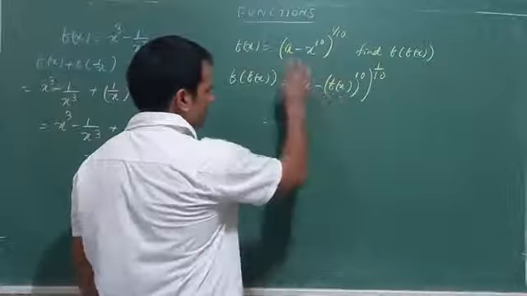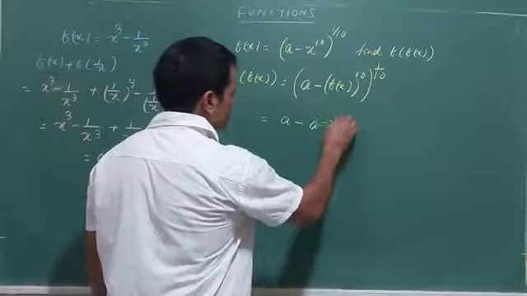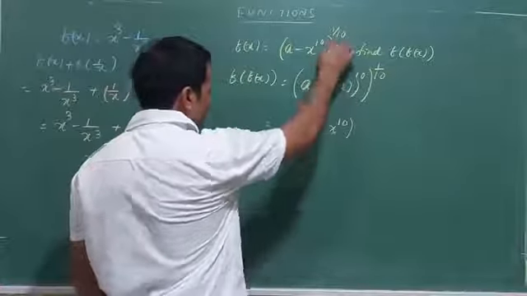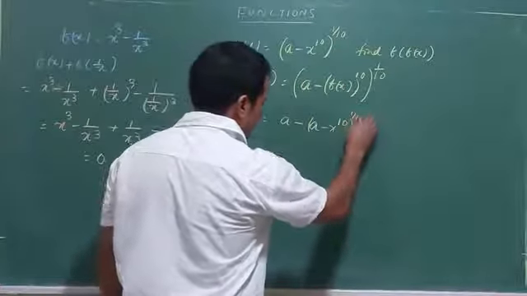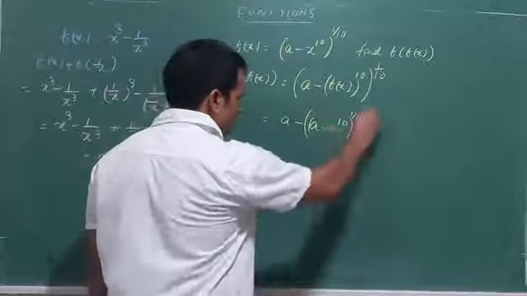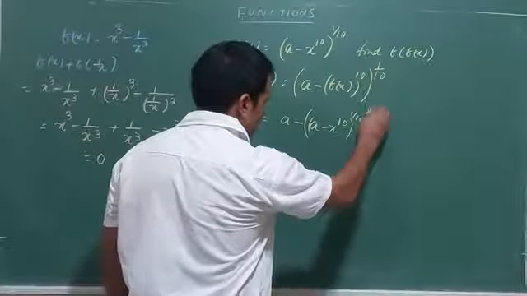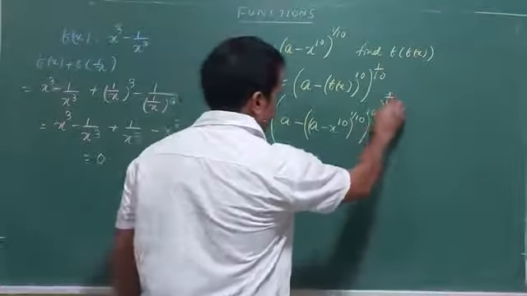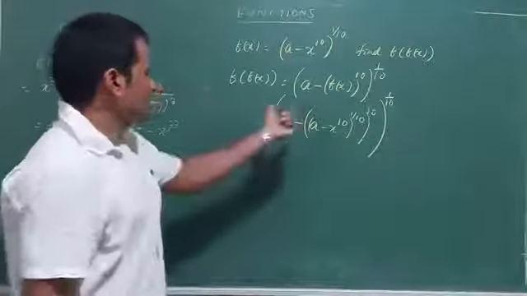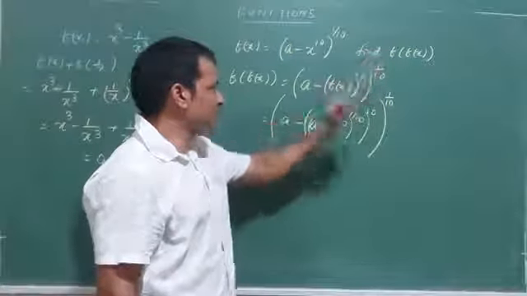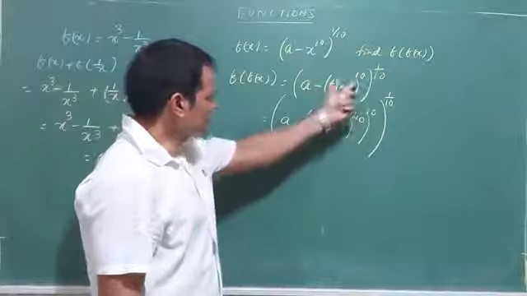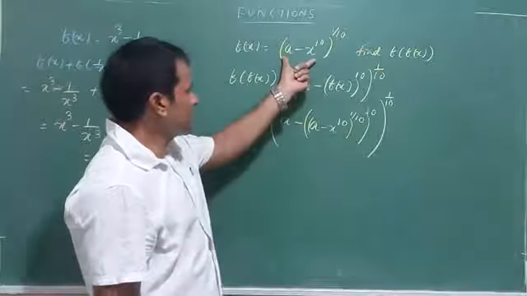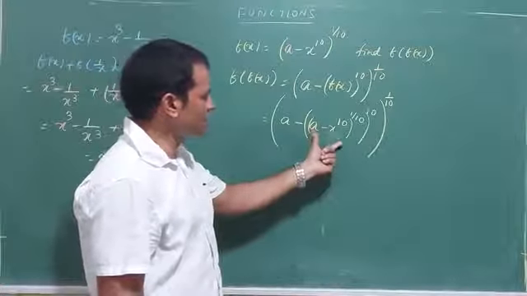So it becomes a minus ((a − x¹⁰)^(1/10)) whole to the power 10, and this whole is to the power 1/10. See once more: you replace this f(x), forget about the 10 and 1/10. This f(x) to the power 10 is replaced by (a − x¹⁰)^(1/10).